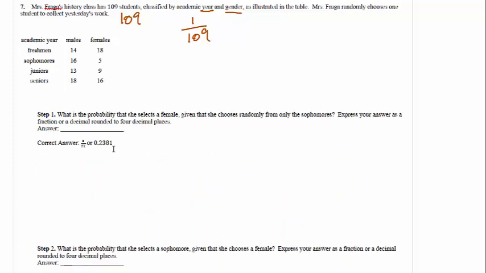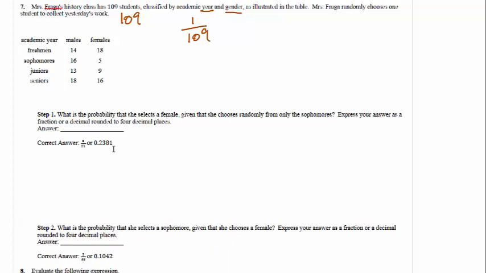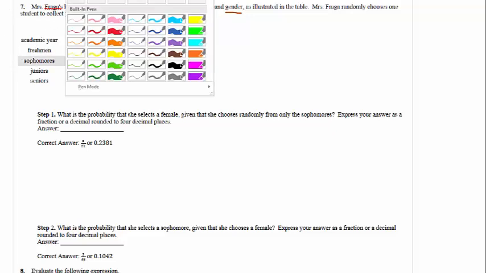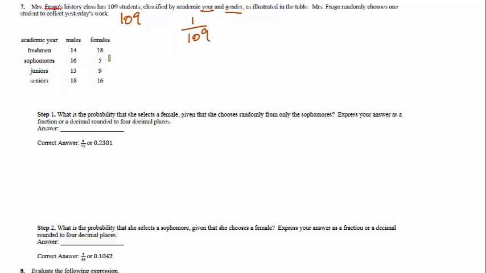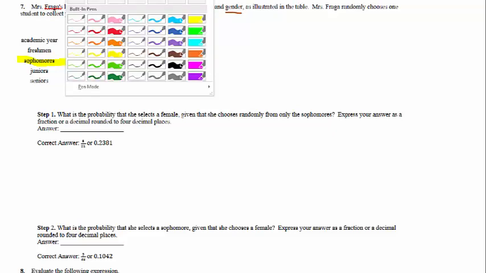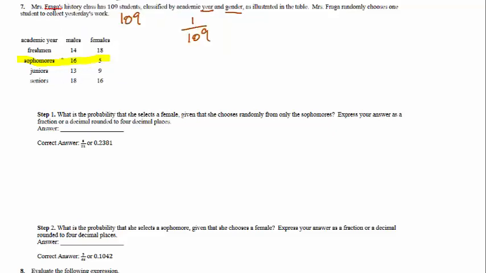Number 1, what is the probability that she selects a female given that she chooses randomly from only the sophomores? All right, well, in this case, we are interested in these guys. Do I have a highlighter? I think I can just highlight the whole thing, right? I'm only interested in the sophomores. Okay, so what is the total number of sophomores? Remember the original still applies here.